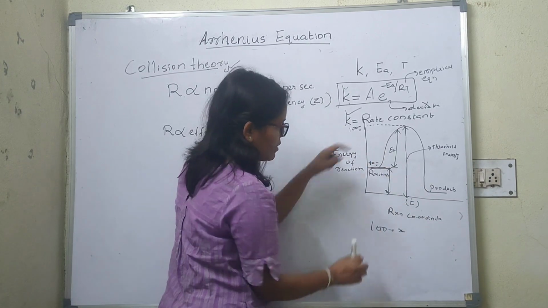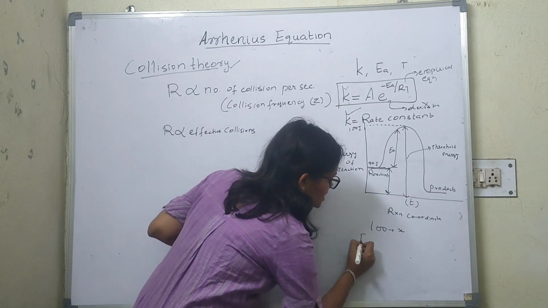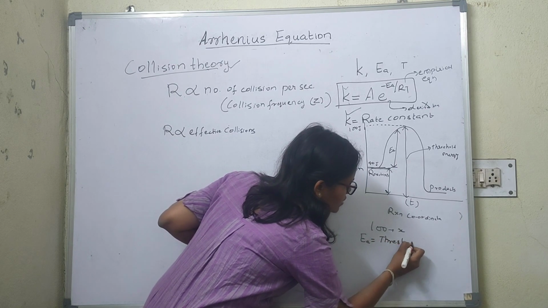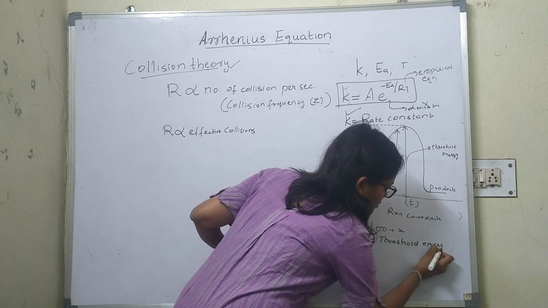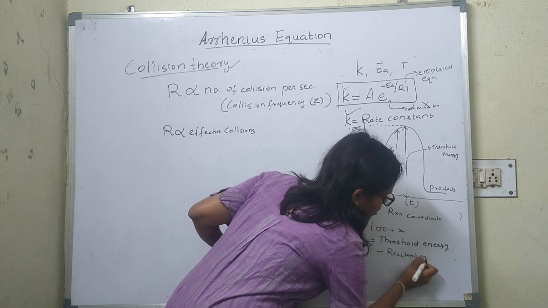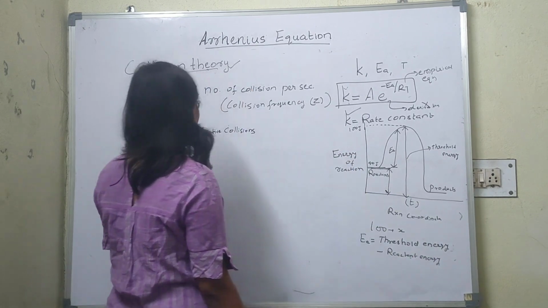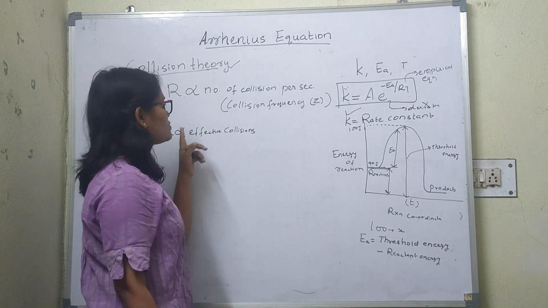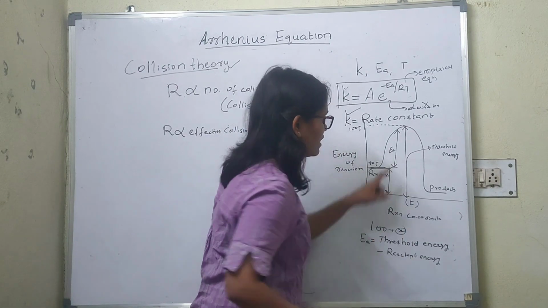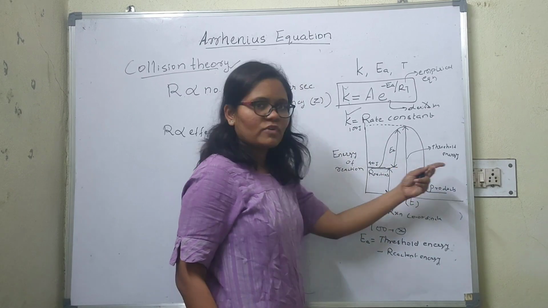So EA is given by threshold energy minus energy of reactants. So activation energy is equal to threshold energy minus reactant energy, or energy of reactants. So this is activation energy. Now here we see that rate of reaction is proportional to the effective collisions, and only the fraction of molecules which have this threshold energy will give you effective collisions, which leads to the formation of product.